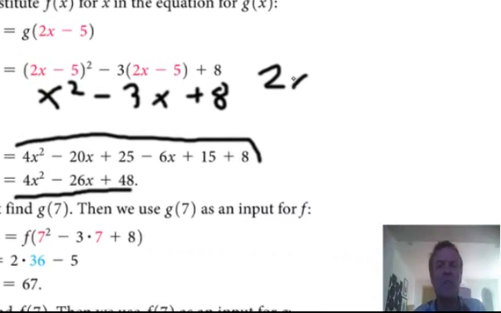Do remember that 2x minus 5 squared is 2x minus 5 times another 2x minus 5. Don't just square the 2x and square the negative 5, okay?